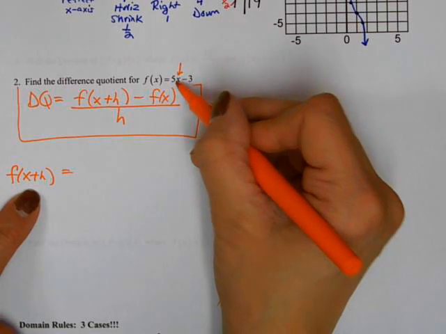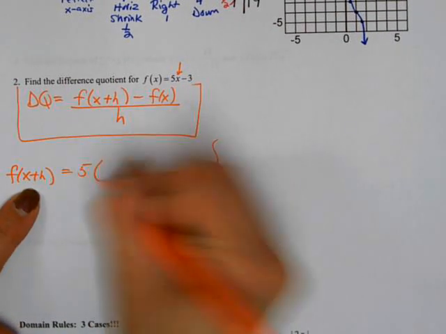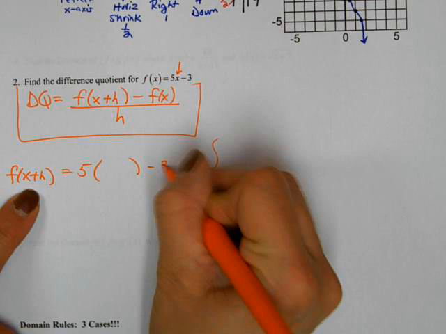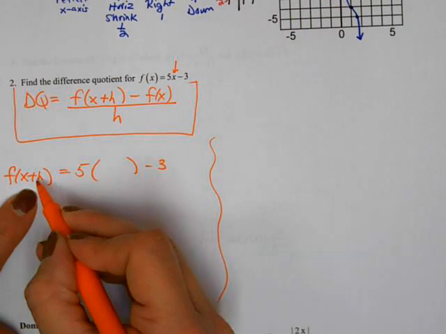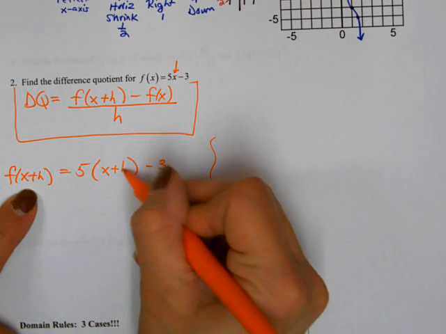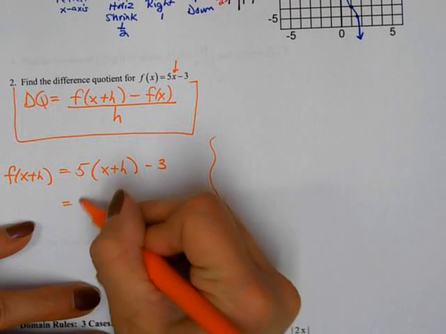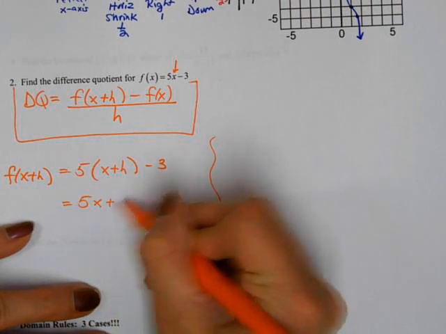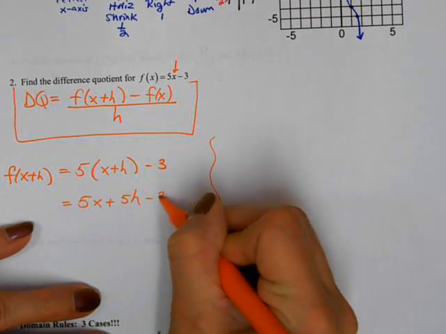5 times input minus 3. Okay, and the input is x plus h. We'll go ahead and distribute that. 5x plus 5h minus 3.